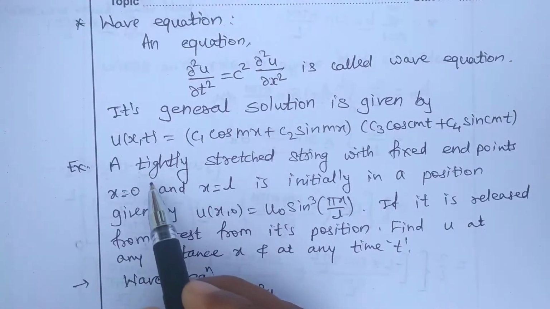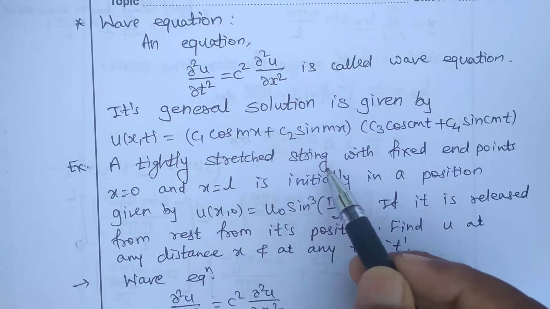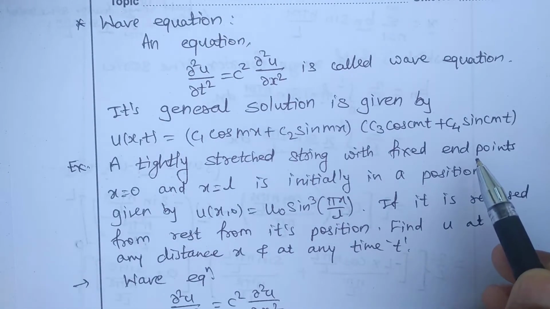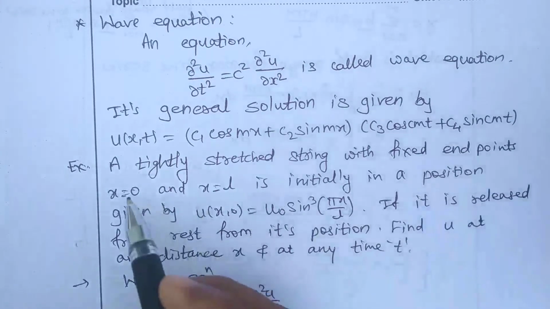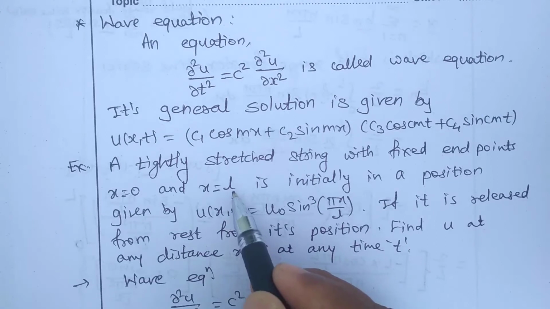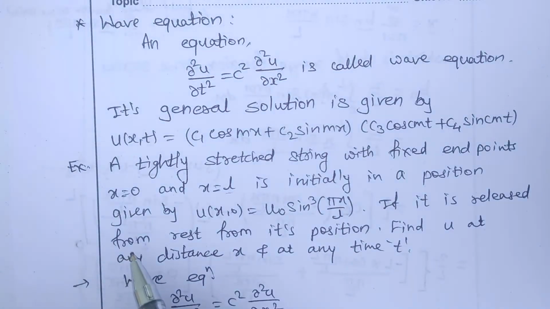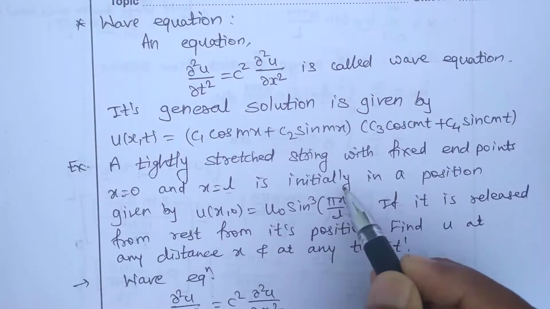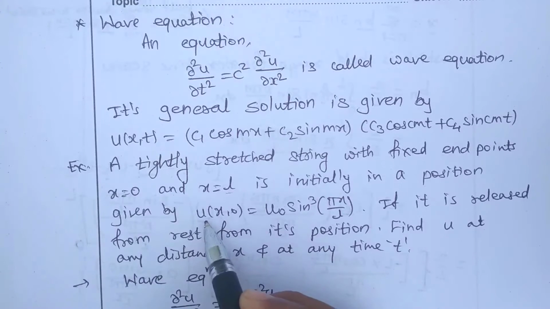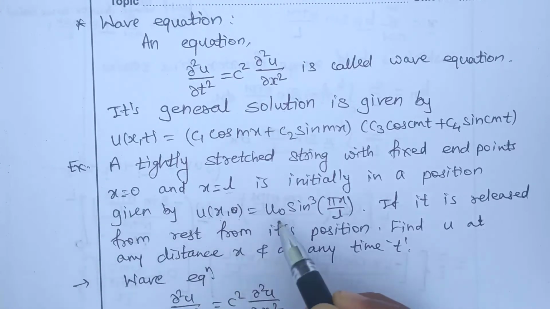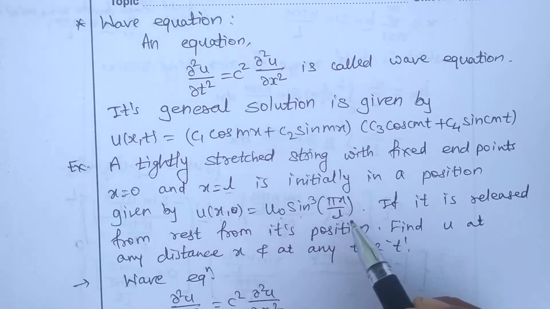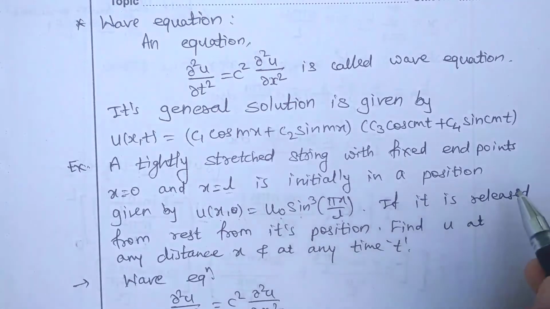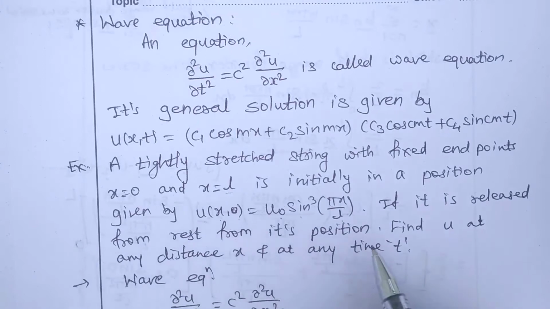In the first question, we are given a tightly stretched string with fixed endpoints. That means both endpoints of that string, at x = 0 and x = L, are fixed. The length of the string is L. Initially, it is in a position given by u(x,0) = u0 sin³(πx/L).